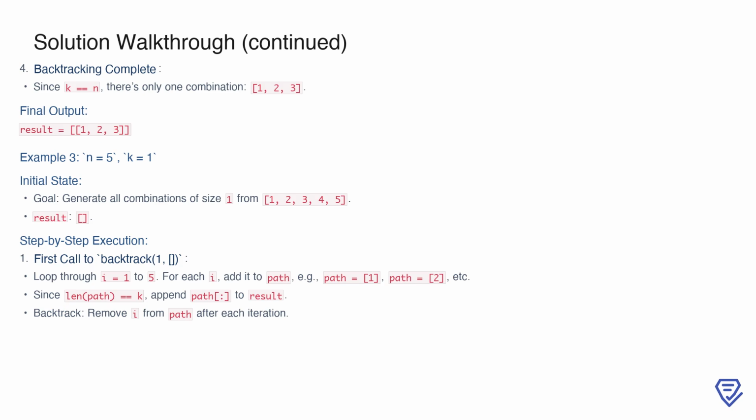Now, consider a simpler case where n equals 5 and k equals 1. Here, we aim to generate all combinations of size 1 from the range 1, 2, 3, 4, 5. We start with an empty result, and in the first call to backtrack(1, []), we loop through each number from 1 to 5. For each i, we add it to the path, making it [1], [2], and so on. Since the length of path equals k for every single number, we append each individual path to the result. After appending, we backtrack by removing the number from the path to prepare for the next iteration.